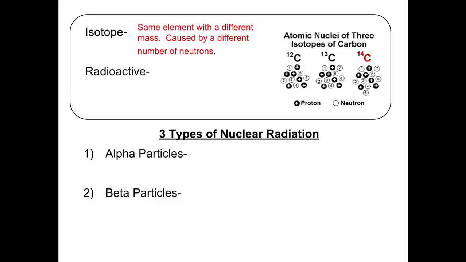Here I have 3 isotopes of carbon: carbon 12, carbon 13, and carbon 14. Carbon 12 has 6 protons and 6 neutrons, giving it an atomic mass of 12. That's what the numbers are. Carbon 13 has an extra neutron, so it has a mass that's 1 greater. Carbon 14 has 2 extra neutrons compared to carbon 12. It has an atomic mass of 14.